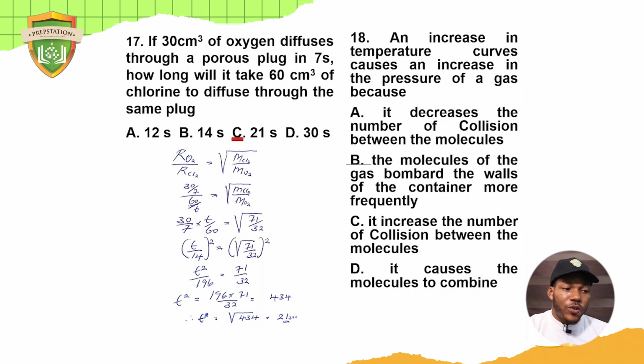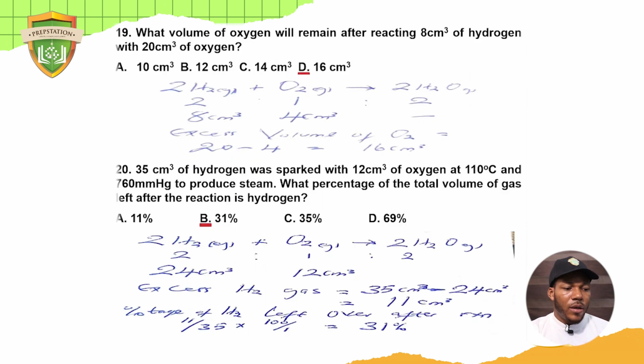If you solve number 17 very well, as you have seen on the screen, you will get 21 seconds. The steps are there. Please go through it very well. Then the next example, number 19, is already on the screen. This is under Gay-Lussac's law. Gay-Lussac's law has to do with volume.